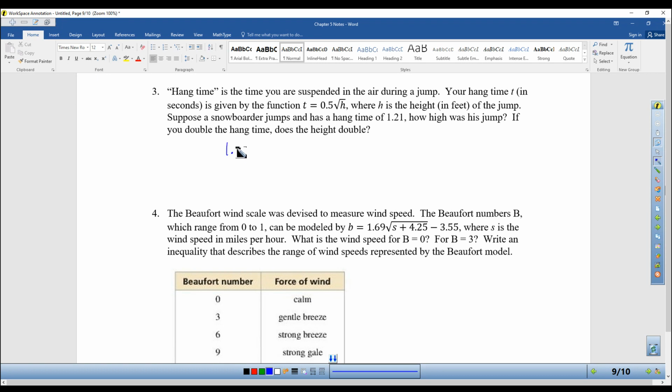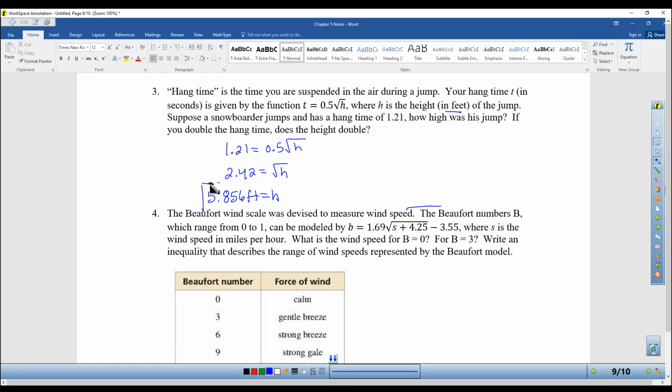So they're giving you the 1.21, they're giving you the time, 0.5 square roots of h. So I'm going to take 1.21 and divide it by the 0.5, which gives me 2.42 is equal to the square root of h. Then again, you can just hit square on your calculator and it should square your answer, which is 5.856. And we are in feet.